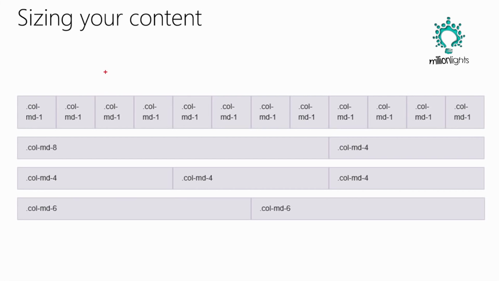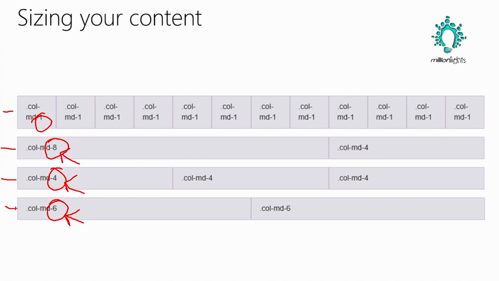Now, here's what we need to identify: basically how wide we want each piece of content, and that's what those numbers at the end mean. Those numbers at the end mean I want you to take up 1 column, or 8 columns, or 4 columns, or 6 columns. And then you're also going to notice that we've got a row for each one of those. So the number on the end is for the number of columns that we want.